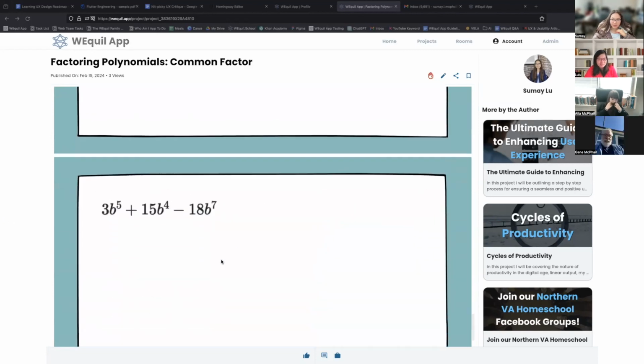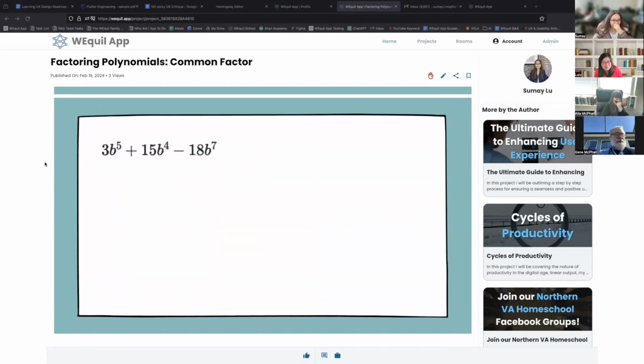All right. Let's keep going. Last question we have here is 3b to the power 5 plus 15b to the power 4 minus 18b to the power of 7. And then the greatest common factor between all of these is 3, because 3 times 1 is 3, 3 times 5 is 15, and 3 times 6 is 18. So we have the greatest common factor of 3b to the power of 4.